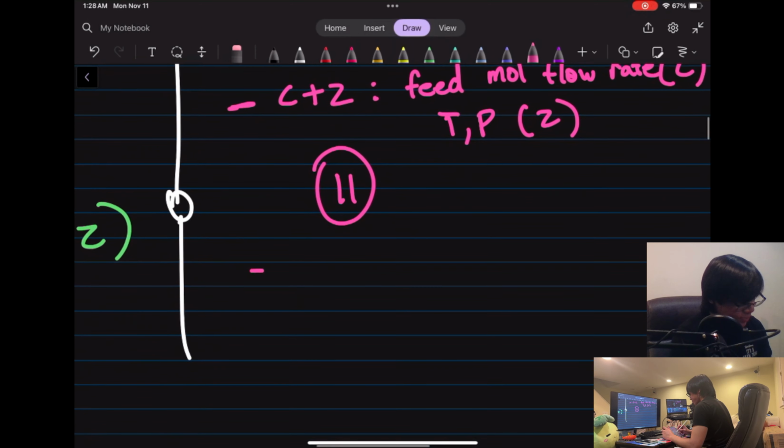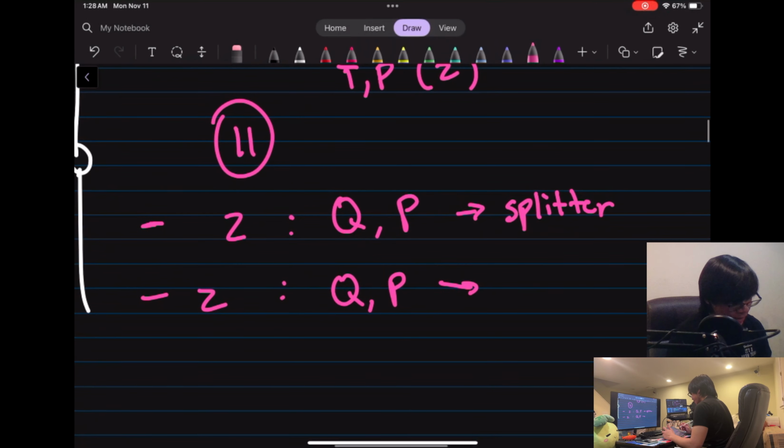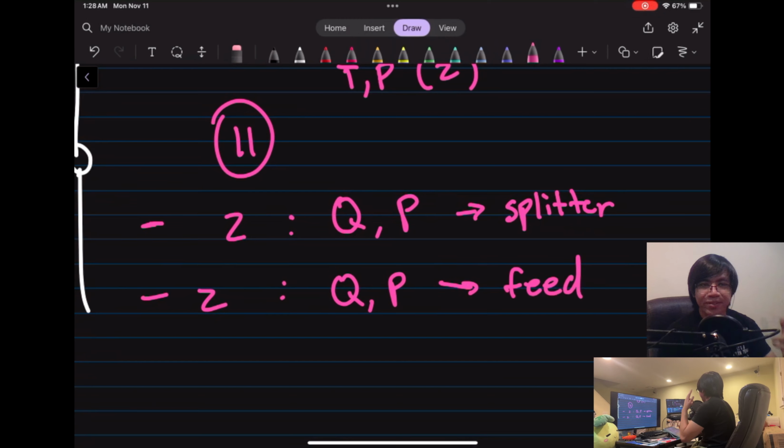So 11, we subtract 2 for our heat exchange and pressure of our, I don't know, which one do we want to do it first? Splitter. Then we can do it for our feed. And there's a reason why I'm specifying Q, not the temperature, because notice the temperature is not something we should be specifying, because in a distillation column, each stage is at a different temperature. That's how we get our separation between our 2 components.